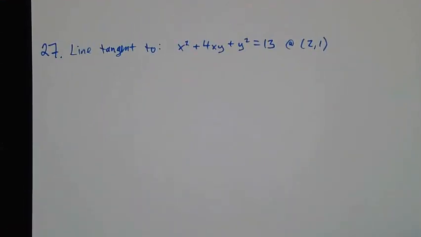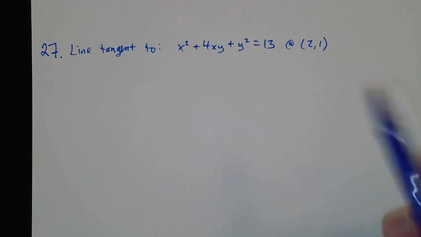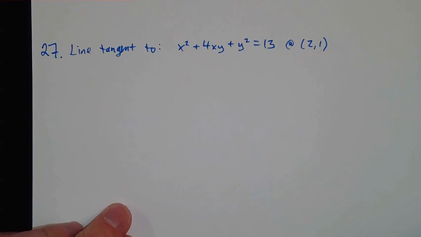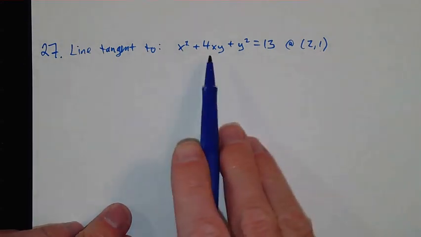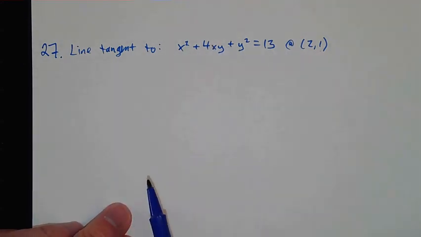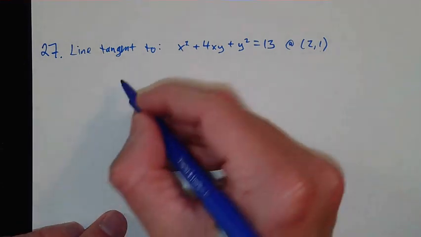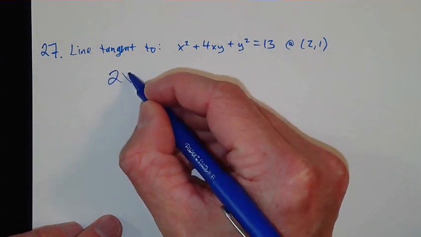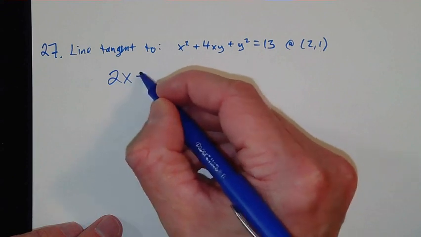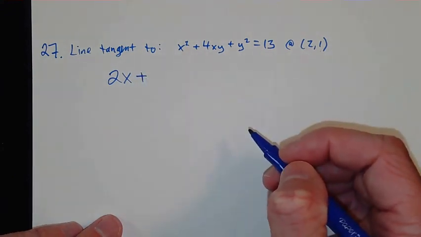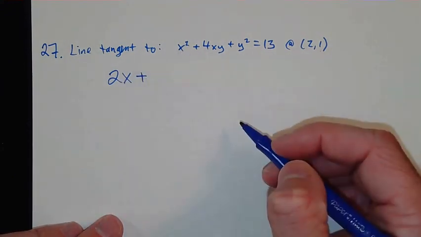Question number 27 is asking us to find the equation of a line that is tangent to this curve. One of the reasons I wanted to do this is to talk about when we plug in that point (2, 1). There's a couple ways of thinking about it, but step 1 is take the derivative. I've got x's and y's all over the place, so I'll just have to remember when I take the derivative of a y term, I'll have to tack on that dy dx. Derivative of x squared is 2x, no problem there.